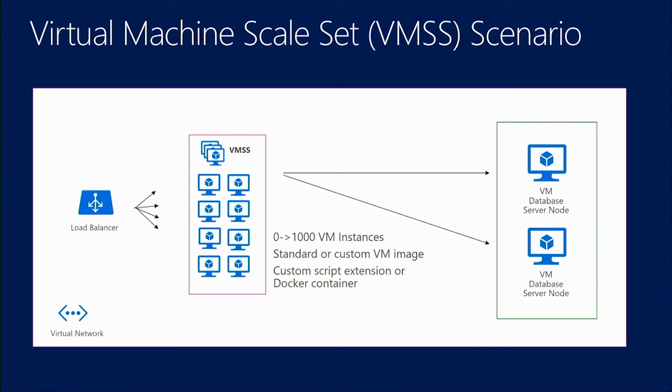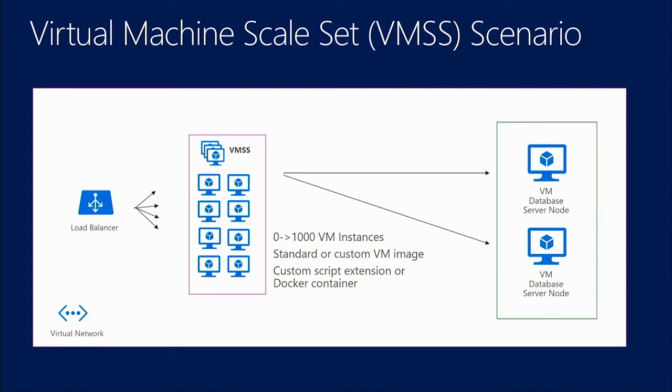And what's nice with the VM scale set is it's not all or nothing. So if you wanted to, for example, have a database VM image that you handle on a one-off basis or as a single unit traditional VM, you can do that. But then you could say, I want all my middle tier or all my web tier to be in a VM scale set and boot up lots of those instances at a time.